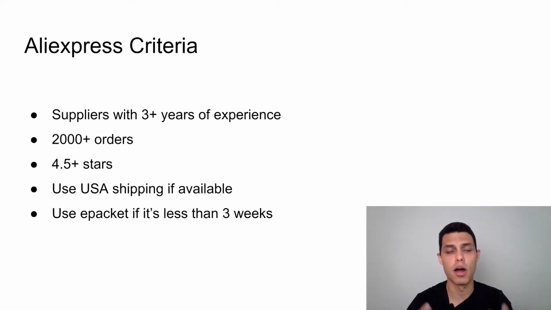If you don't have that option available, you can use ePacket if it's less than 3 weeks. So there are many shipping options. Try to speak with your supplier first. You can also order a sample unit so you can know how is the process, the shipping time, and all of that, which is the most problematic thing within this platform, which is the shipping time.